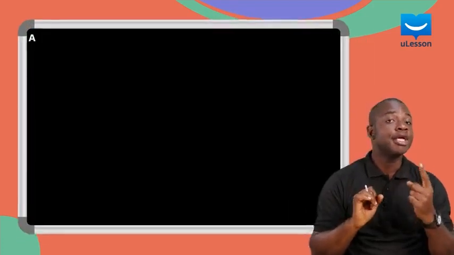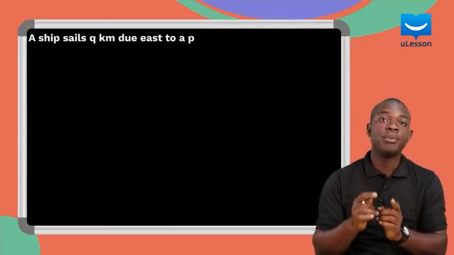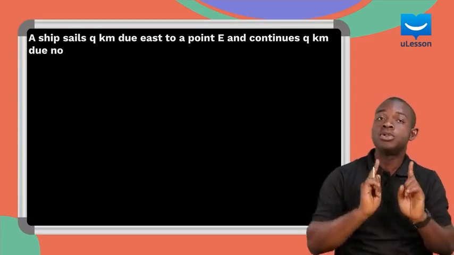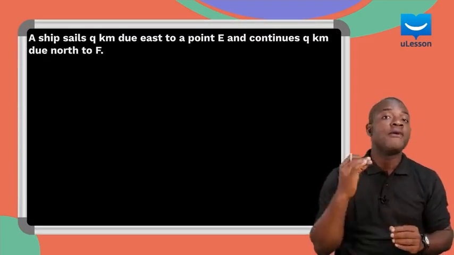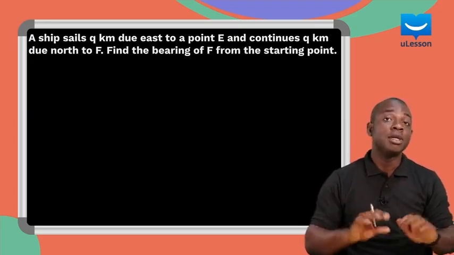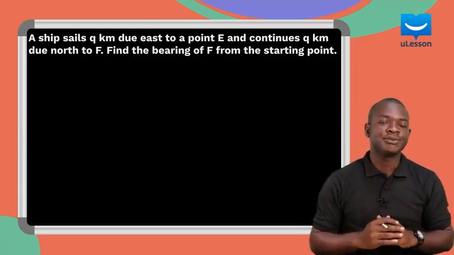In this lesson, we will be preparing for exam questions on bearing. For our first example, a ship sails Q kilometers due east to a point E and continues Q kilometers due north to F. Find the bearing of F from the starting point. Now, let's begin by making a sketch from what we have in the question.